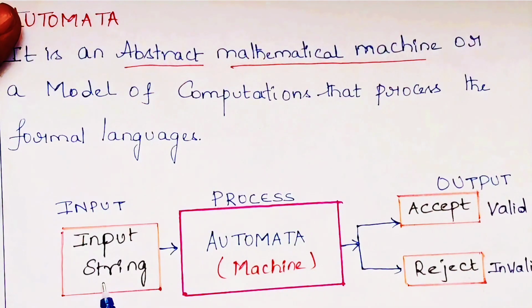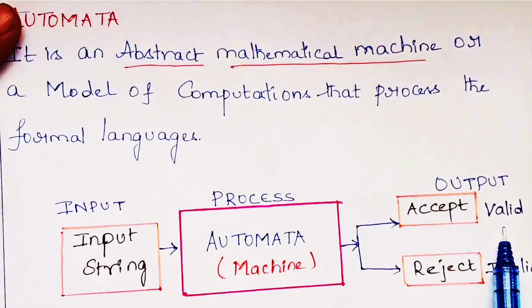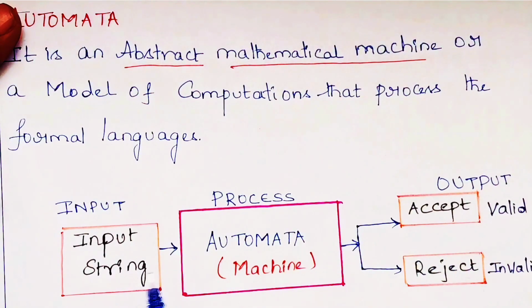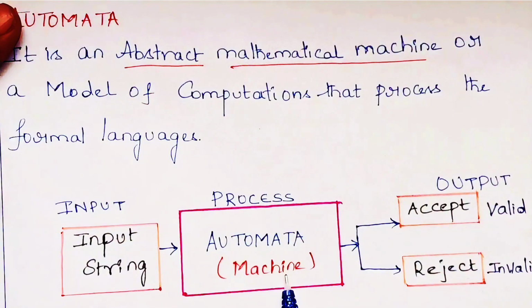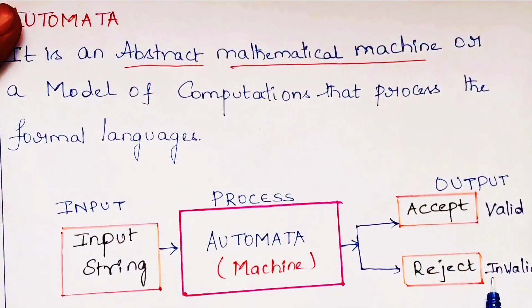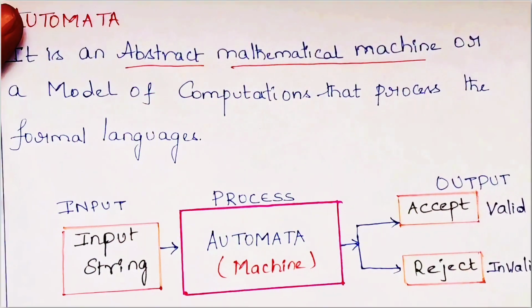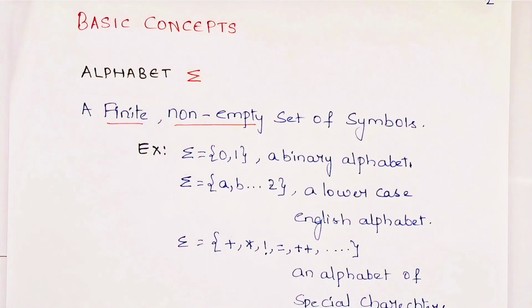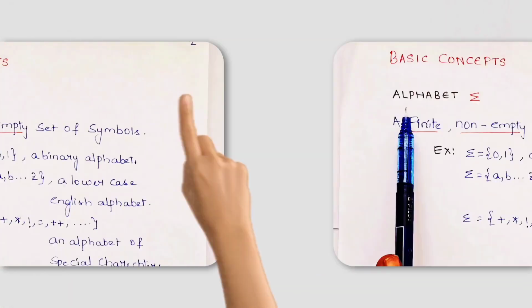If the input string contains the set of characters which belongs to the language, then the logic is implemented and it will throw valid as an output. If the set of strings does not belong to the language, the output is thrown as invalid. Basic concepts of formal languages and automata theory.